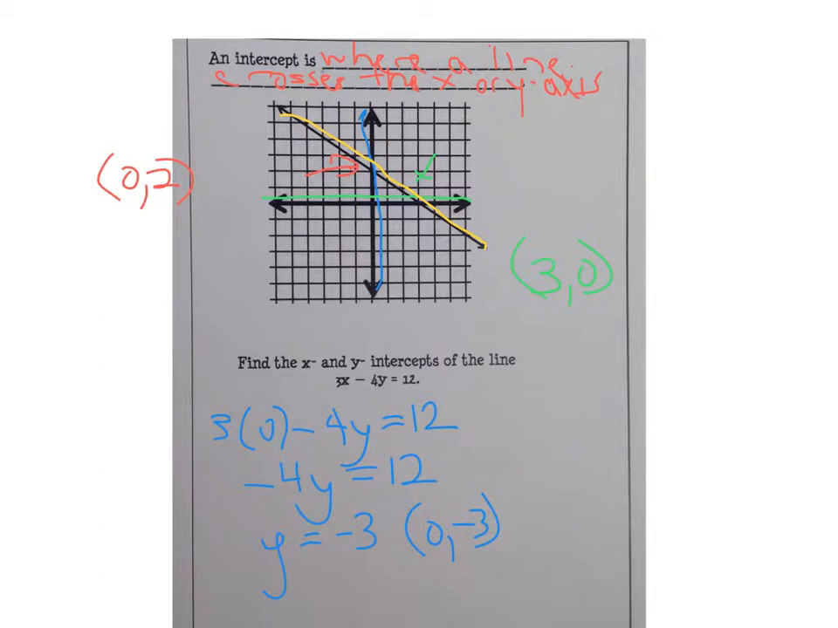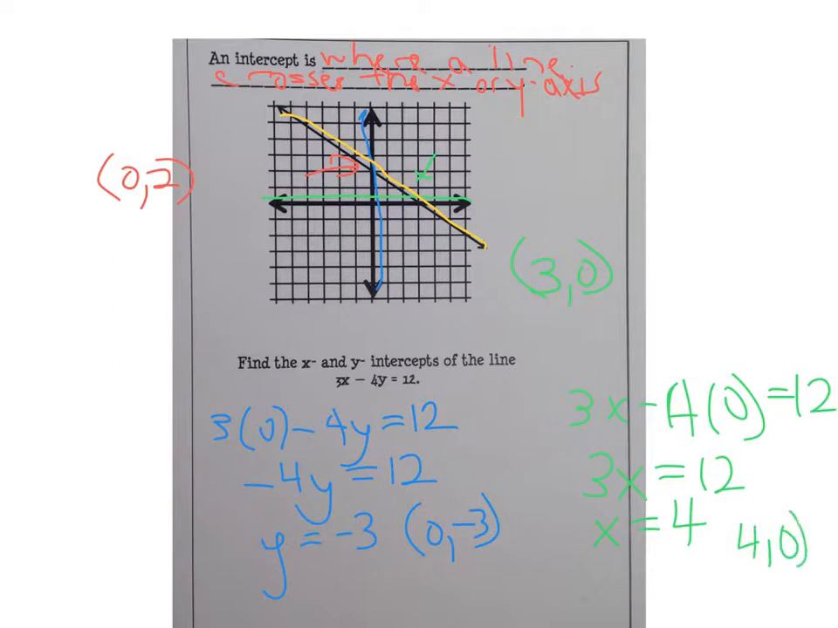Now the x-intercept is going to be when y is equal to 0. So let's do that one here. So here, 3x minus 4 times 0 is equal to 12. The 4 times 0 goes away. You're left with 3x is equal to 12. Divide both sides by 3, and you're left with x is equal to 4. So the x-intercept is going to be (4, 0). So that's all we're going to fill out on this one.